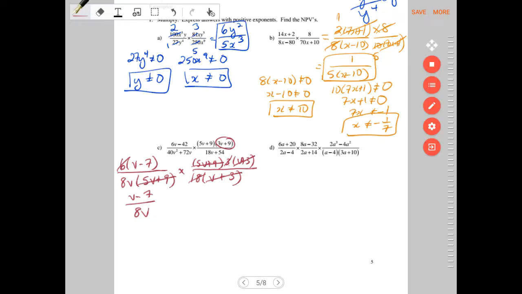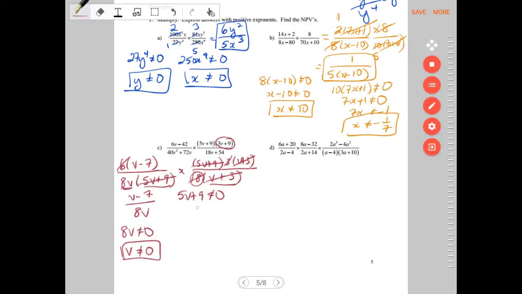Okay, NPVs. So here I have one, there I have one, and there I have one. Because remember, 18 is a constant, so it does not have a variable. Okay, so 8v cannot be 0. I divide both sides by 8. V cannot be 0.